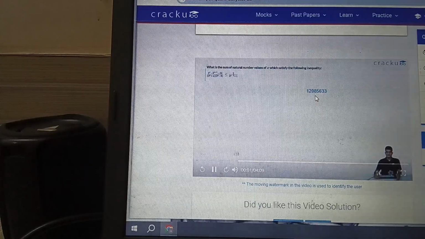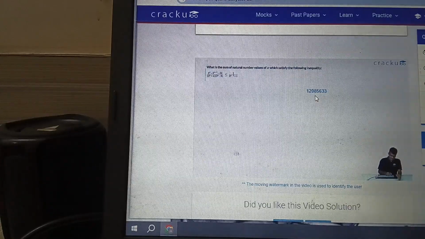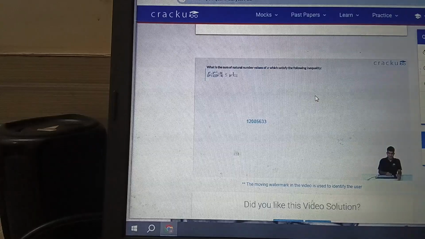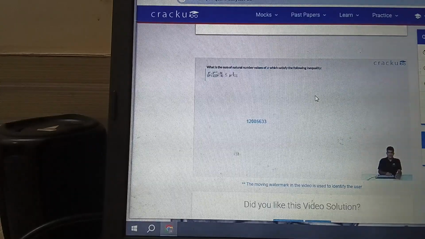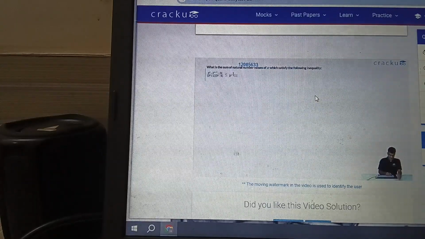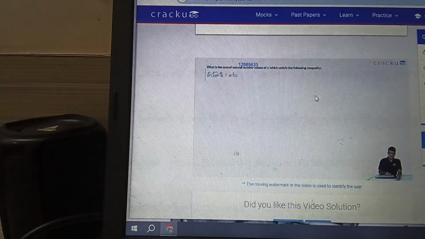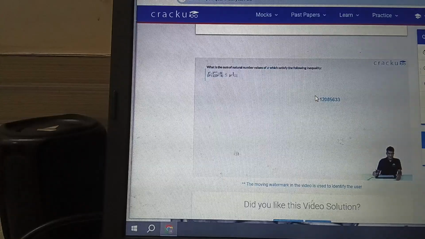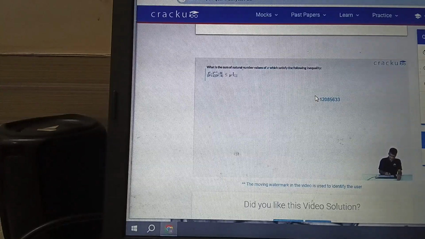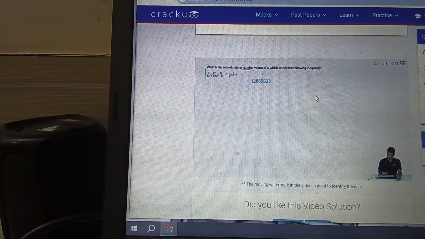In this question we are given an inequality. The left hand side says (4^x − 2^(x+1) − 32) divided by (2^x + 4)(2^x − 6), which is less than or equal to 2 divided by 2^(x−2) + 1. And we are required to calculate the sum of all the natural number values of x which satisfy the given inequality.